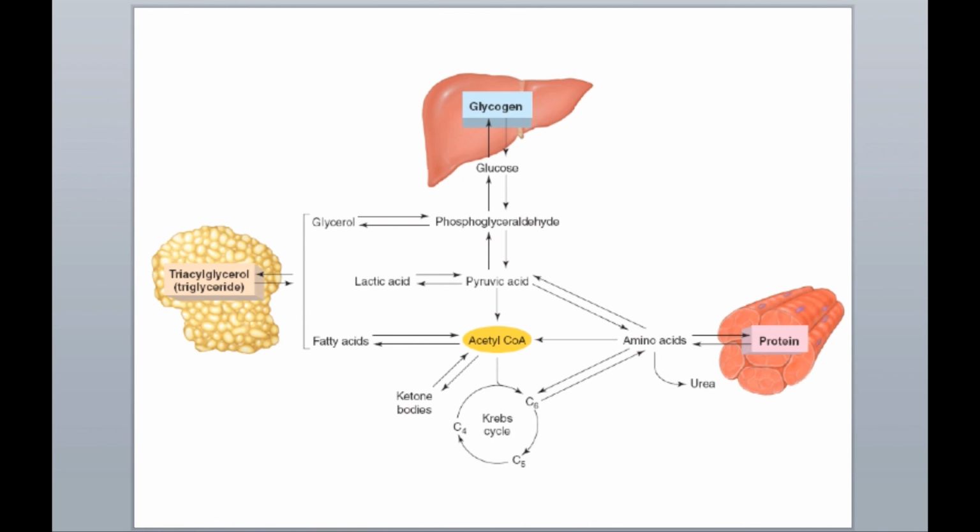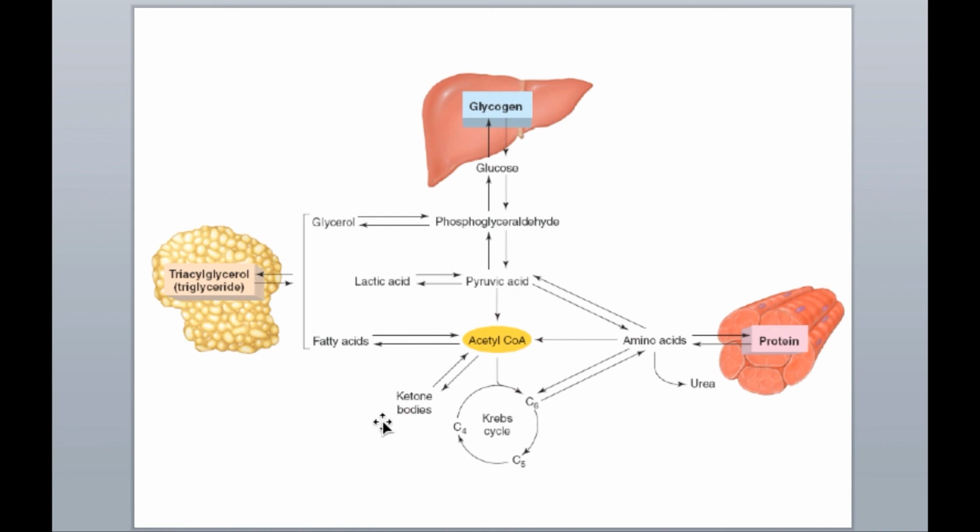So we can see here from the figure from the book, there are a couple different ways we can get energy. So we have the triglycerides in the adipose tissue. So we get fatty acids and going into acetyl-CoA. Now, before I go any further, I do want to touch on these ketone bodies. These ketone bodies are actually what provides the fuel for the brain in the absence of carbohydrates.